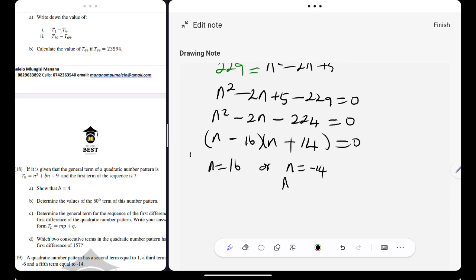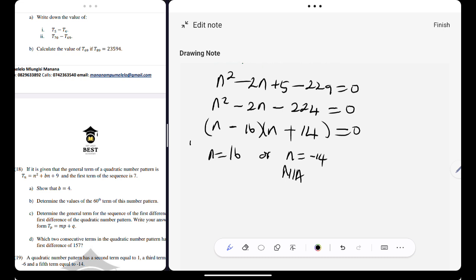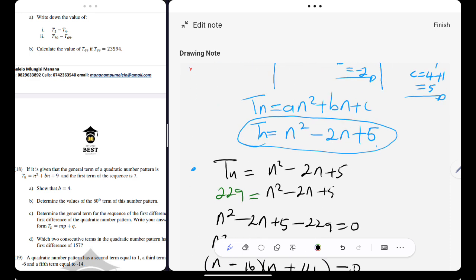This one is not applicable because whenever you deal with sequences, n is the number of terms. You cannot have a negative number of things. Are we together? So therefore T16 is the one which is equal to 229. Are we together, guys?